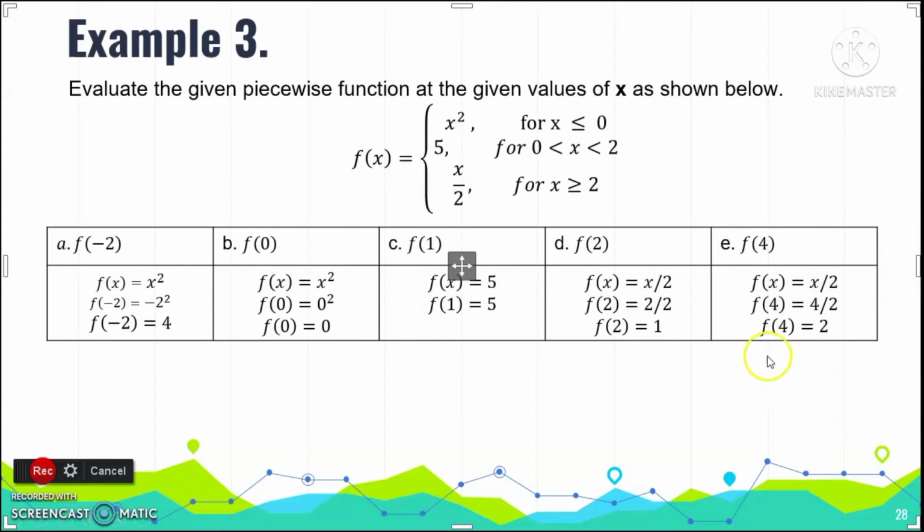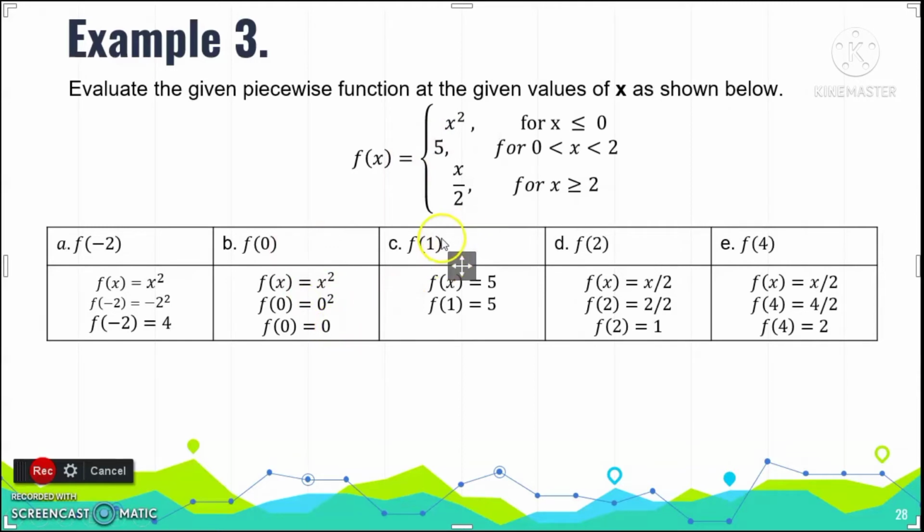We're asked to solve the given values here. F of negative 2, so we're going to look for the interval. We have negative 2, so we are going to use f of x is equal to x squared. Substituting the given value of negative 2, therefore the answer is 4. F of 0 belongs to this interval. We have f of x is equal to x squared, therefore substituting the value, 0 squared is equal to 0.